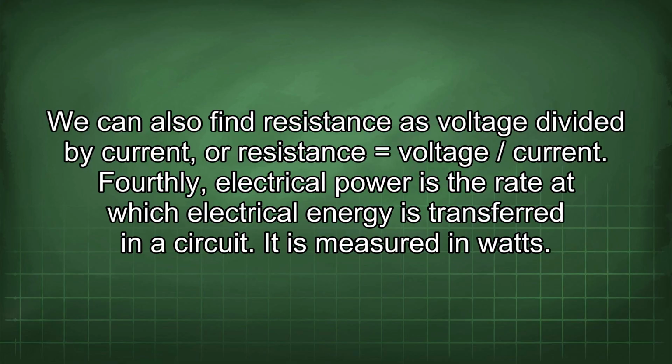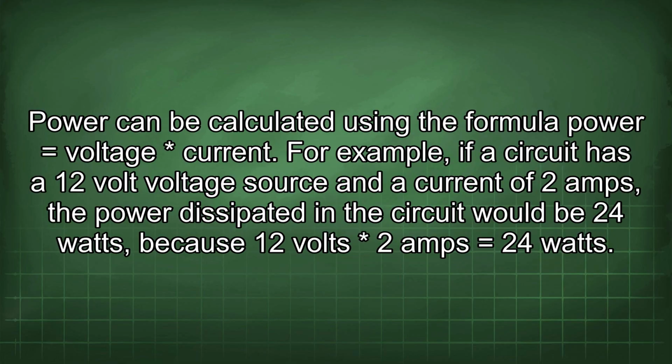Fourthly, electrical power is the rate at which electrical energy is transferred in a circuit. It is measured in watts. Power can be calculated using the formula P = V * I. For example, if a circuit has a 12-volt voltage source and a current of 2 amps, the power dissipated in the circuit would be 24 watts, because 12 volts * 2 amps equals 24 watts.